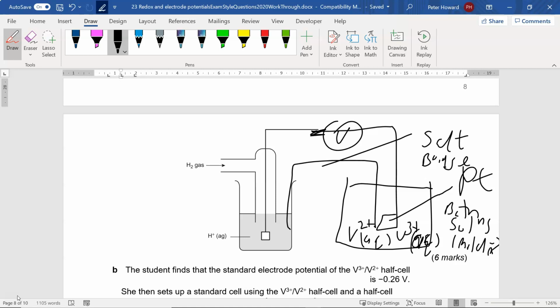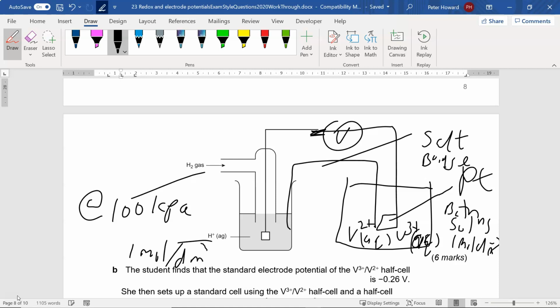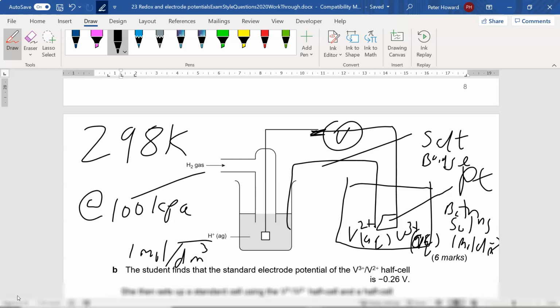So what else is missing? We've got the hydrogen gas. We obviously need to make sure what pressure it's at, and we could do 100 kilopascals of pressure. H+ ions, we need to state the concentration, so 1 mole per dm^3 for the hydrogen ion concentration. And obviously one final thing to mention is the temperature of 298 Kelvin. So I think I have got everything there which I need. So hopefully that's good.